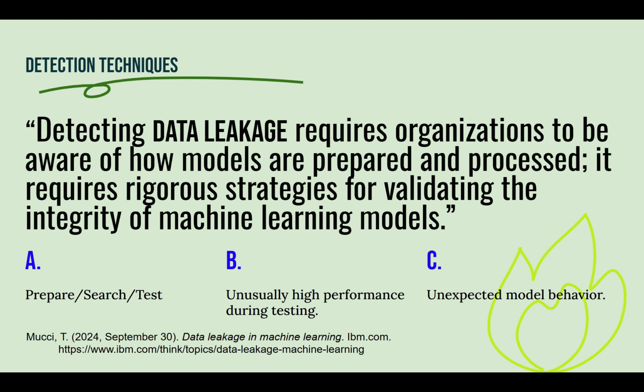Unusually high performance during testing is also an indication that there's been data leakage. Before testing, we need to conduct a search and investigate suspicious patterns and reduce weights or drop features altogether of unrealistic or unavailable features. Another indication of data leakage is unexpected model behavior. And we'll talk more about that when we go through our code.